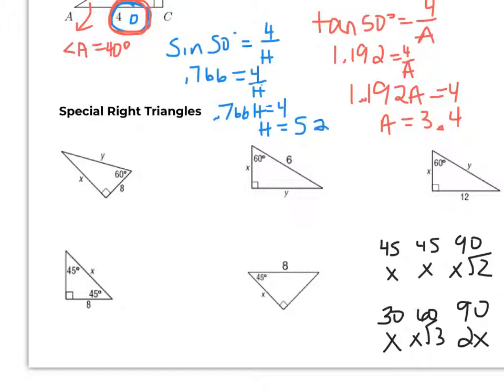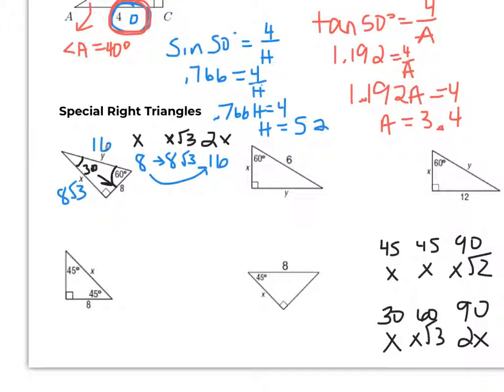So when I look at this first problem, since I have the 60-degree angle, that means I'm using x, x root 3, 2x. And what they give me is 8, which is across from the 30 degrees. So that means x equals 8. So then under 60 is going to be 8 square root 3. So that's what x is. And then y, we multiply 8 by 2 and get 16.